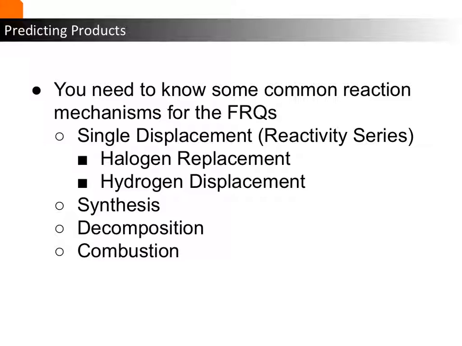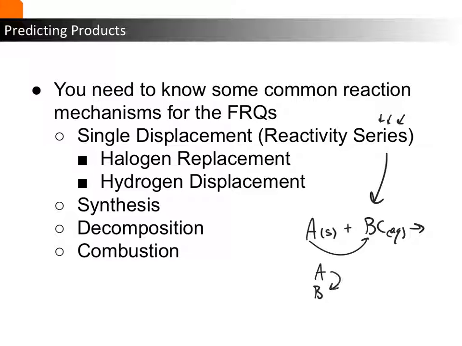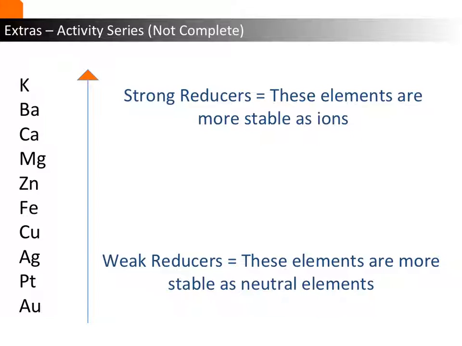So let's first start talking about just a general single displacement reaction, where you have A, which is usually a metal, reacting with an aqueous solution we'll call BC. Now in order to determine if A is going to kick B out, we need to figure out if A is more reactive than B on the reactivity series. If A is higher than B on the reactivity series, then A will replace B. But if the opposite is true, if B is higher than A on the activity series, then this reaction will not occur.